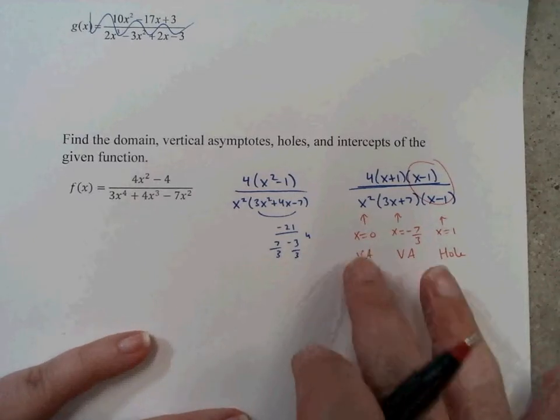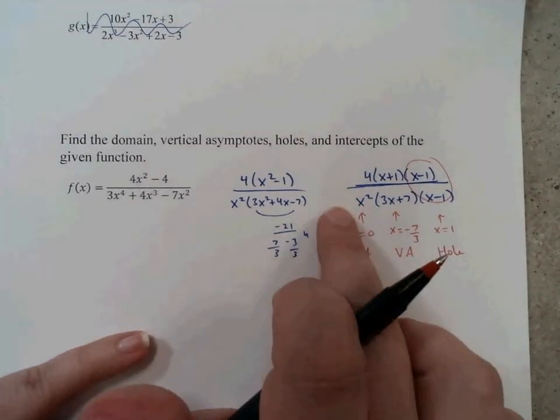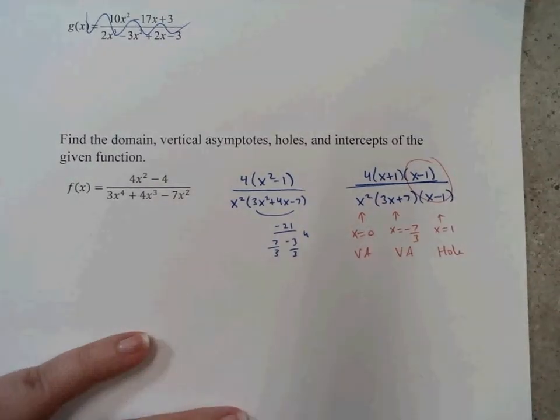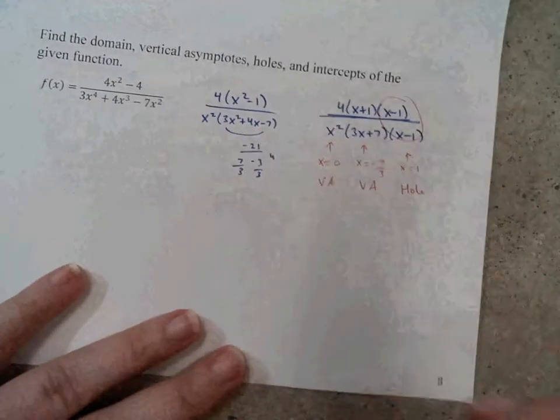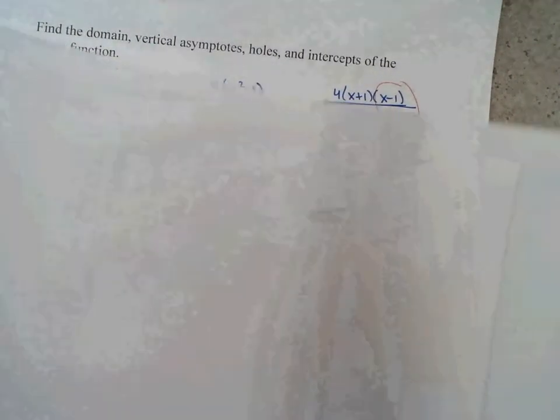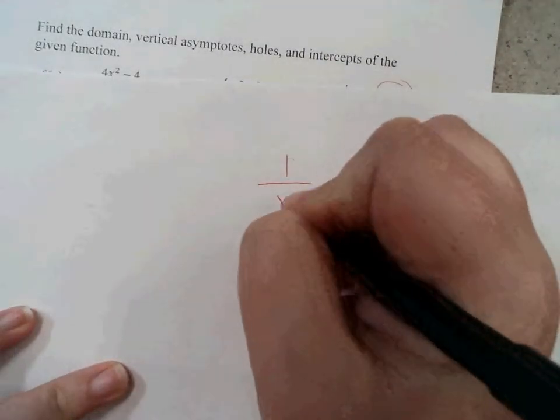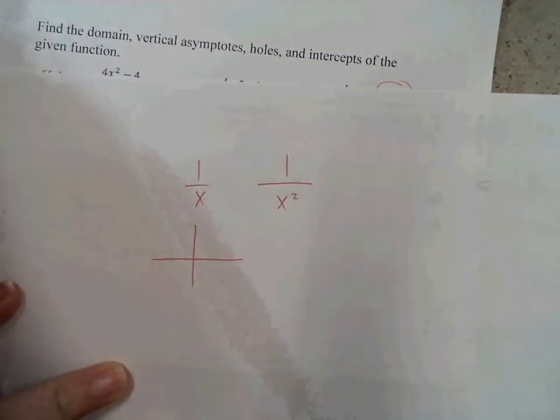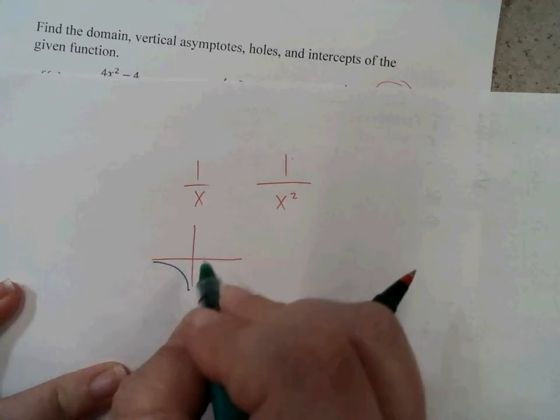The thing about it is that these are kind of interesting. They're different, right? This one has a different behavior around it than this one, necessarily. So let's talk about why. If I asked you to graph 1 over x squared, so 1 over x, we already know what it looks like. That's the basic reciprocal function.